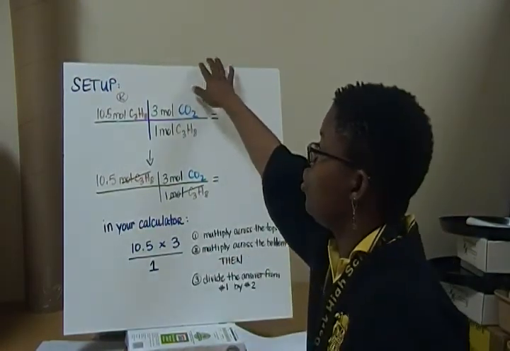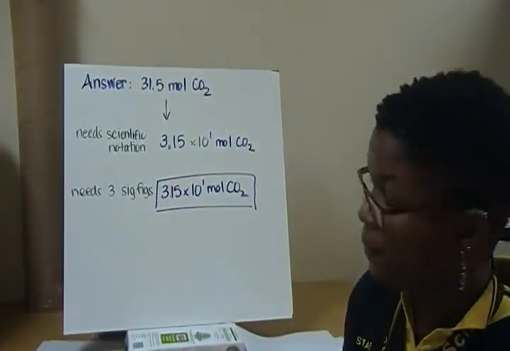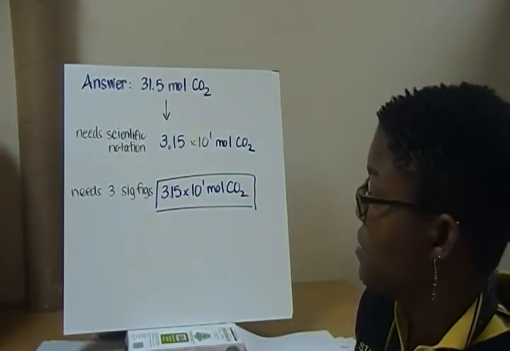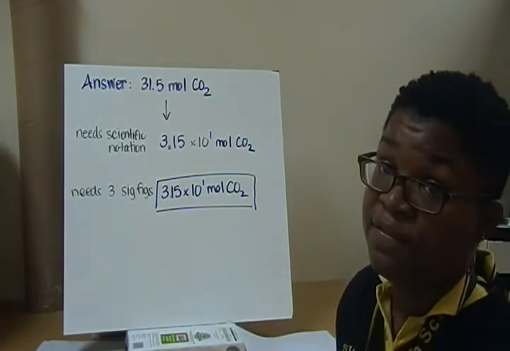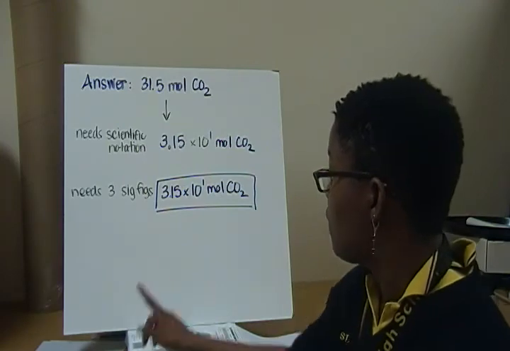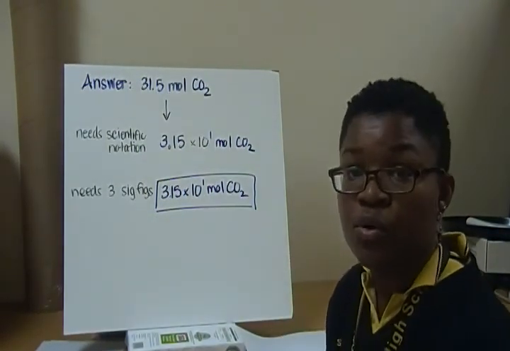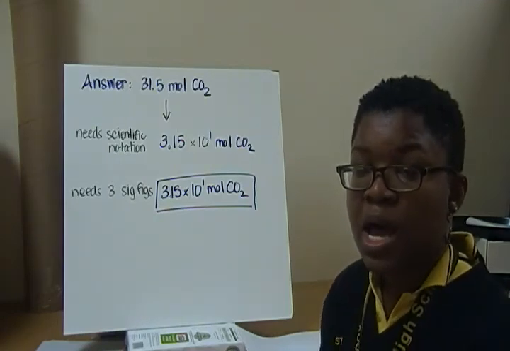Once you put all that in, you'll get in your calculator 31.5 moles of CO2. And then we have to remember that we need to put that in scientific notation and significant figures. Based on the 10.5, we would need 3 significant figures. So our final answer is 3.15 times 10 to the first moles of carbon dioxide.